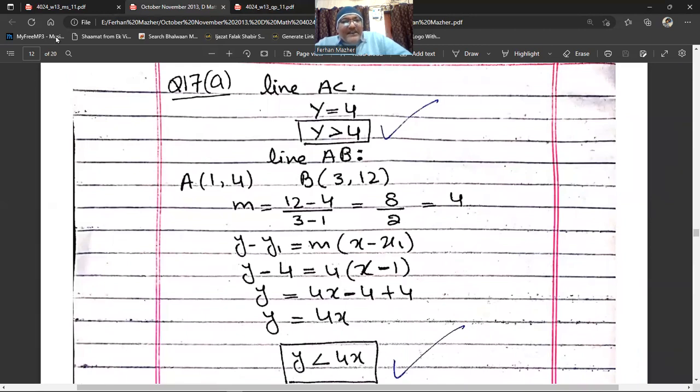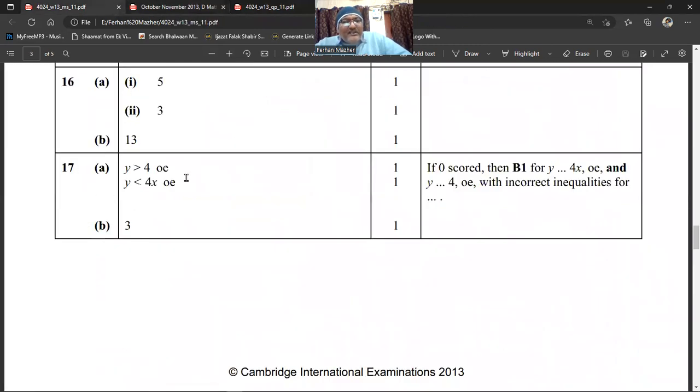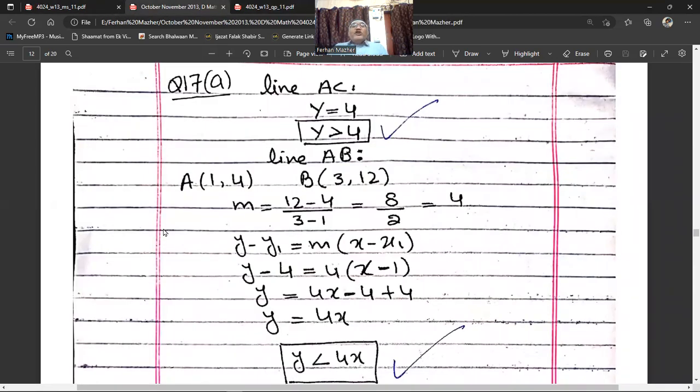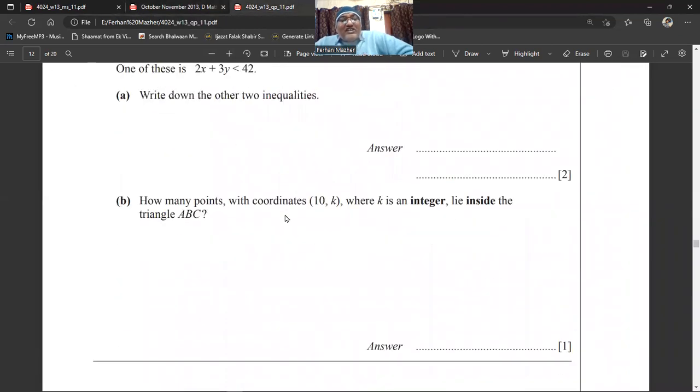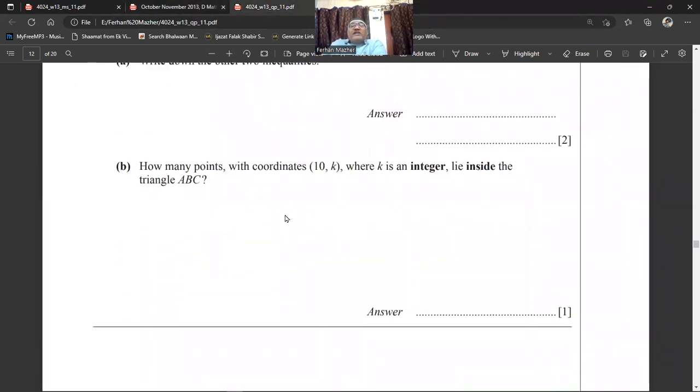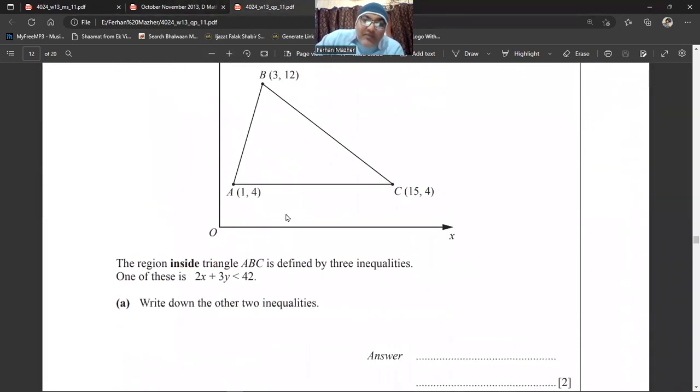Question number 17, A part is showing up on your screen. And our answer, question 17, A part, our answer is right. Hopefully you understand this. Okay, then their question is, how many points with the coordinates (10, k), where k is an integer, lie inside the triangle ABC?